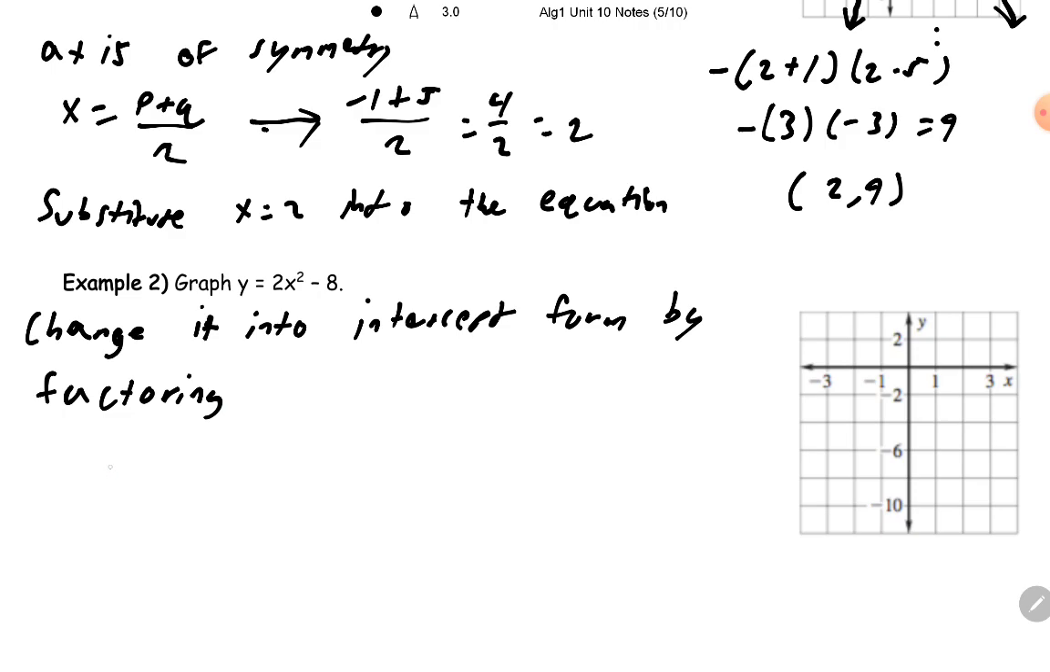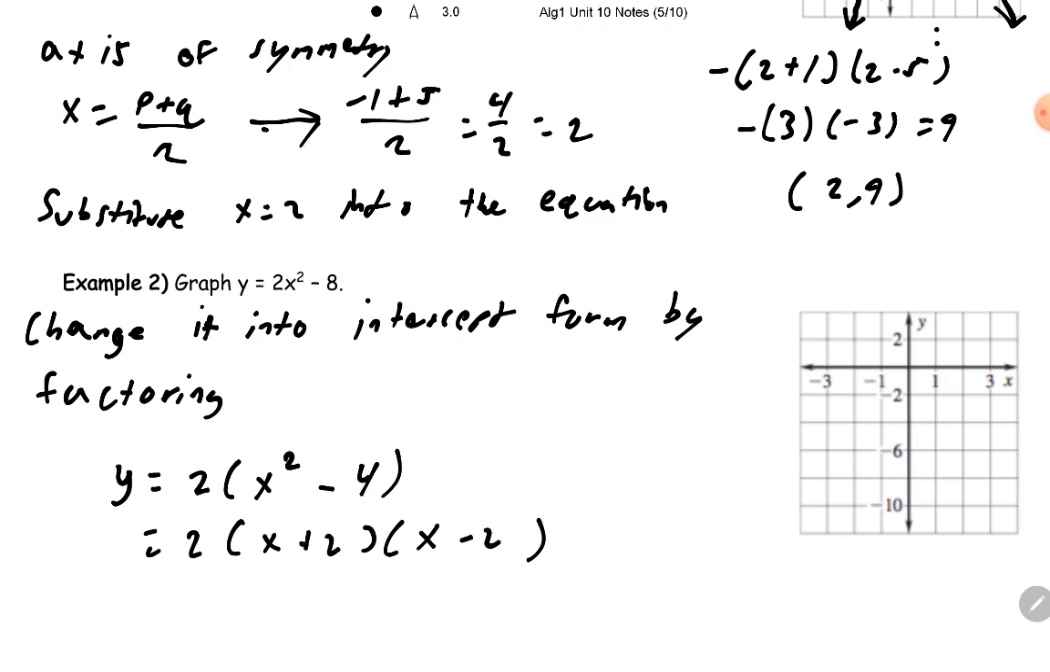If I look at the equation, they both share 2. y equals 2 times x squared. If I factor 2 out of both of those, 2x squared becomes x squared, and negative 8 becomes negative 4. Then this factors into two numbers that multiply to negative 4 and add up to 0. That's 2 and negative 2. So my p is negative 2, and my q is 2.